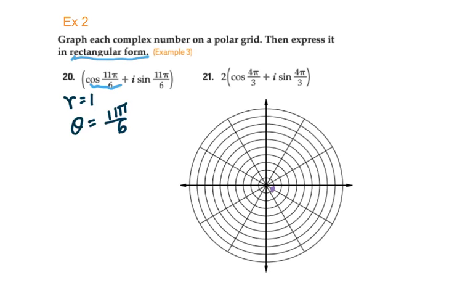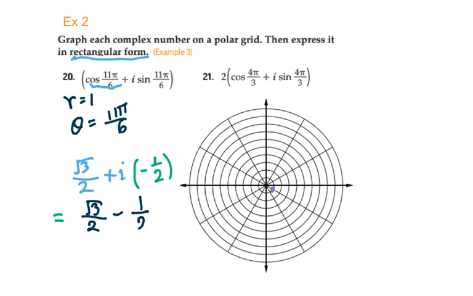Cosine 11 pi over 6 will be square root of 3 over 2, plus i times sine 11 pi over 6, which will be negative 1 over 2. Therefore, the rectangular form will be square root of 3 over 2 minus 1 over 2 i.